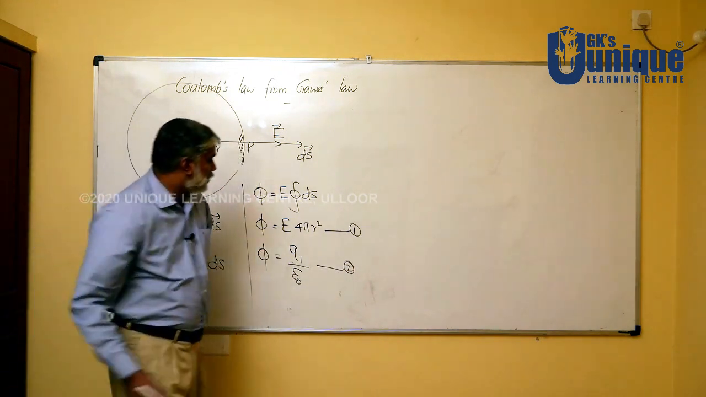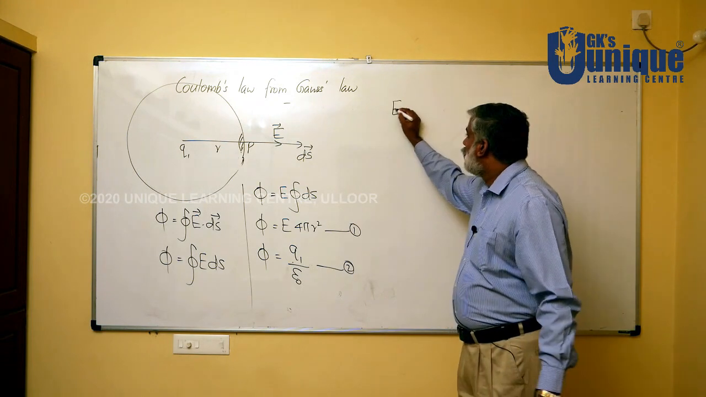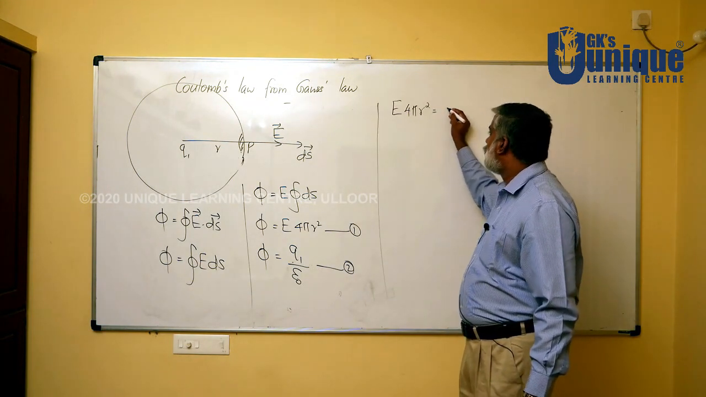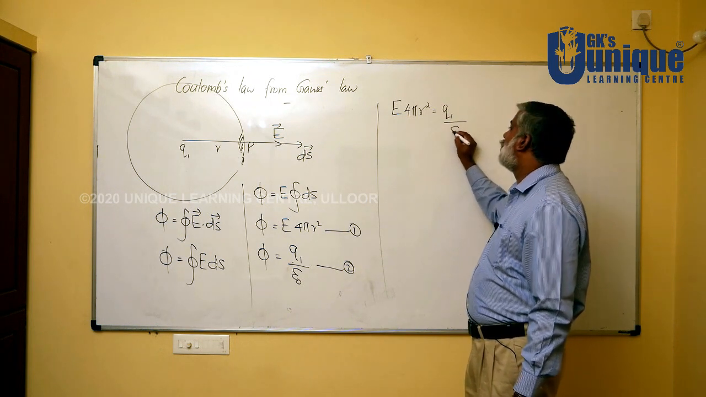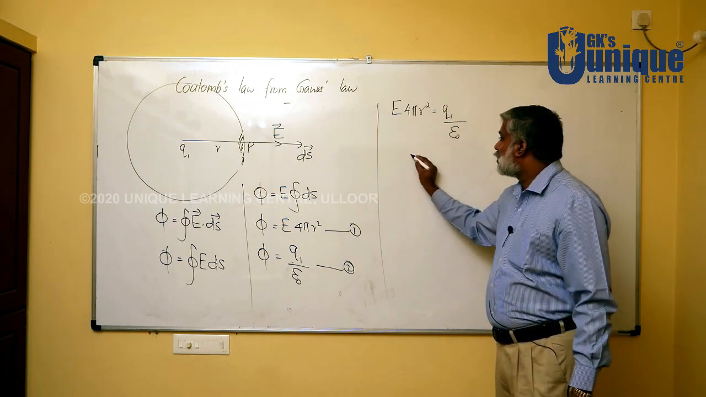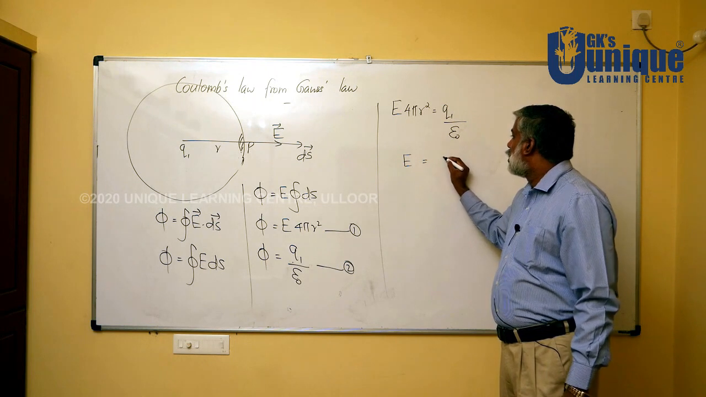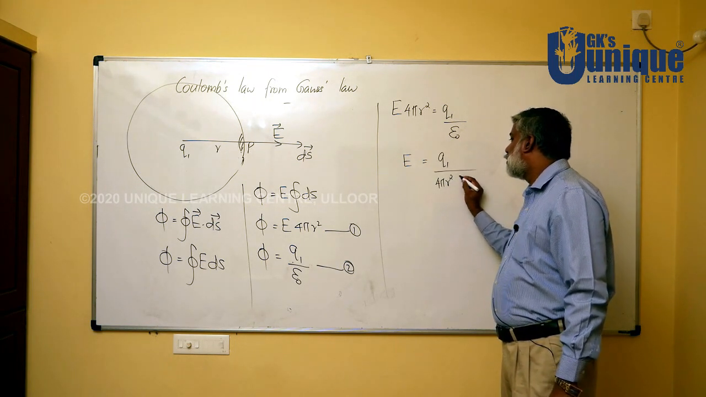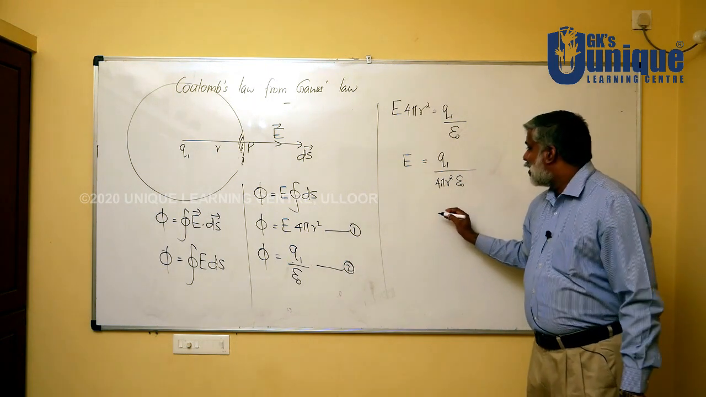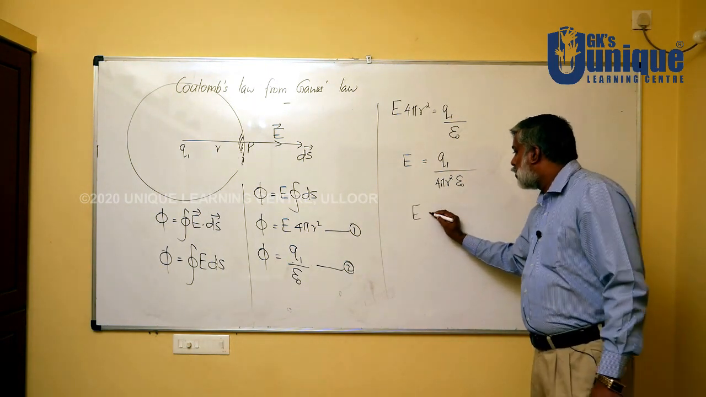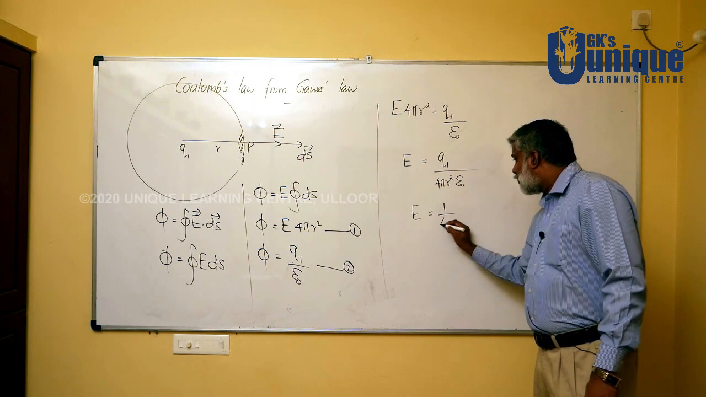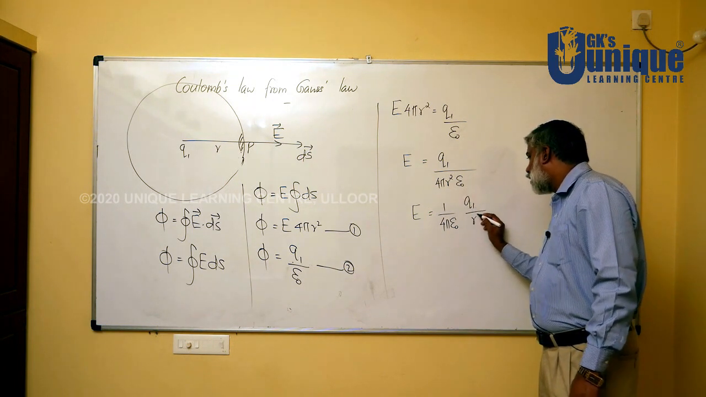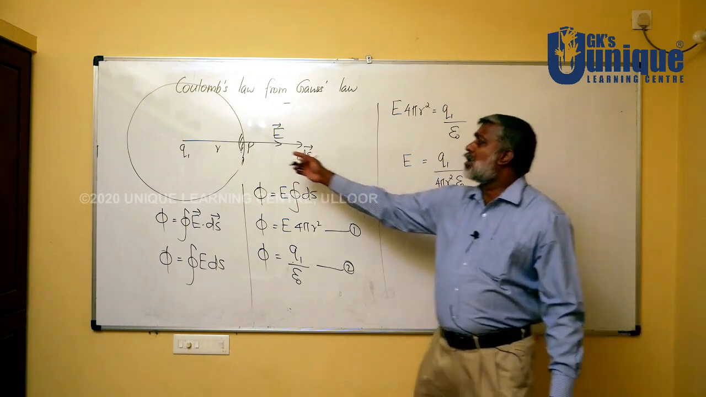RHS can be equated. So, E into 4 pi R square is equal to Q1 by epsilon 0. So E is equal to Q1 divided by 4 pi R square epsilon 0. Then, E is equal to 1 by 4 pi epsilon 0 Q1 by R square. This is the electric field at P.